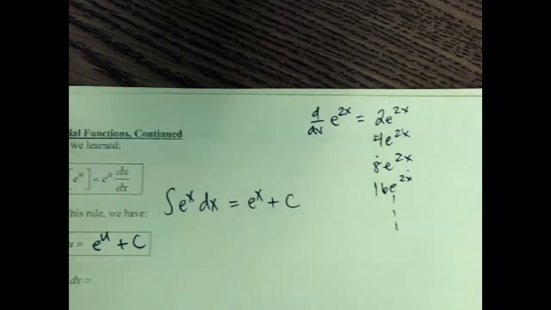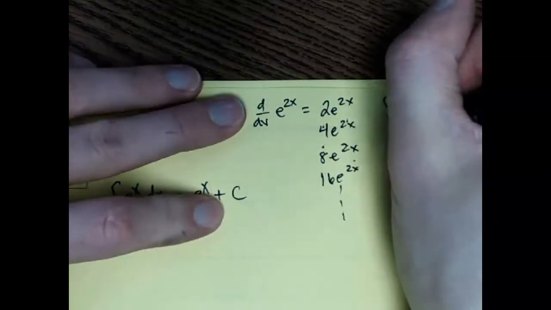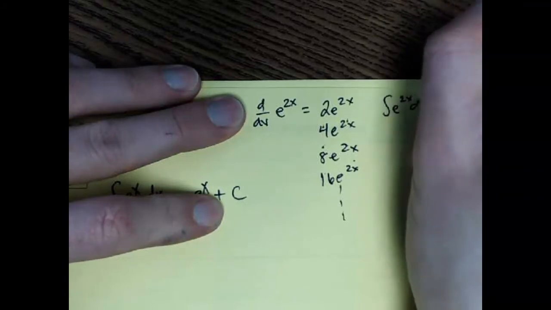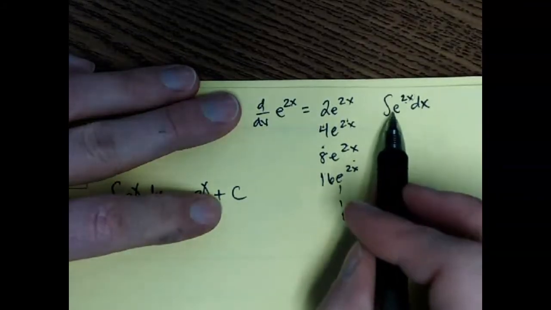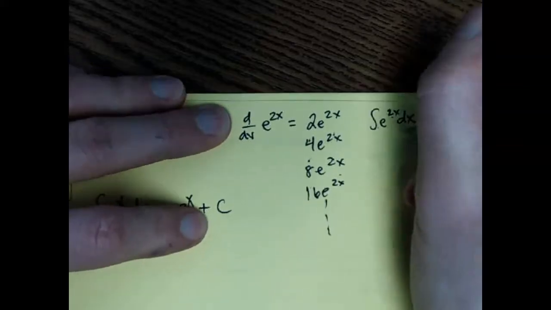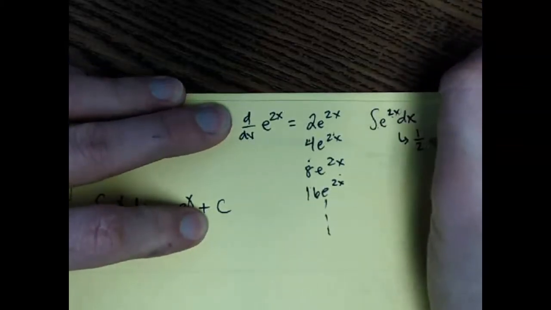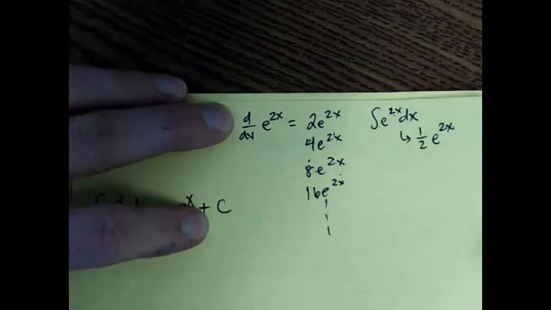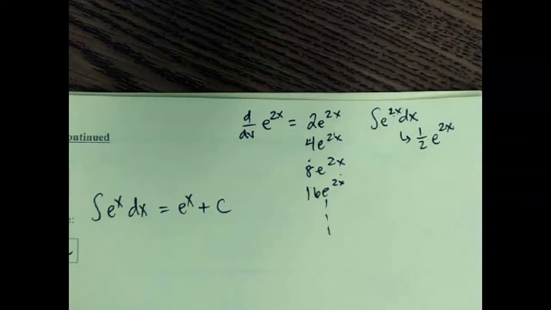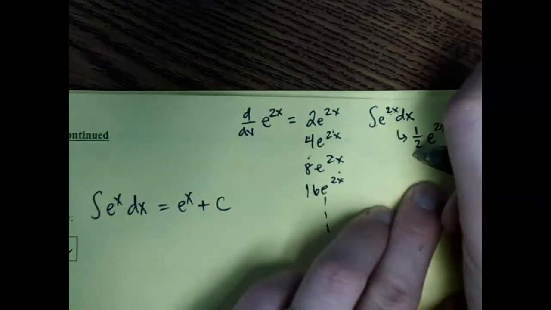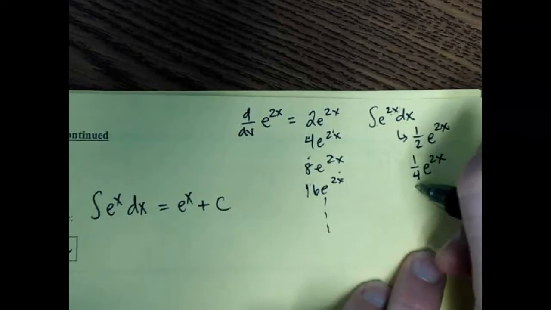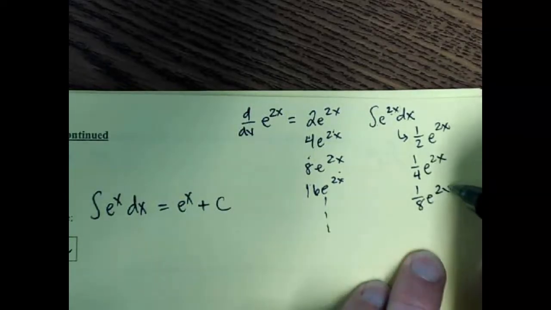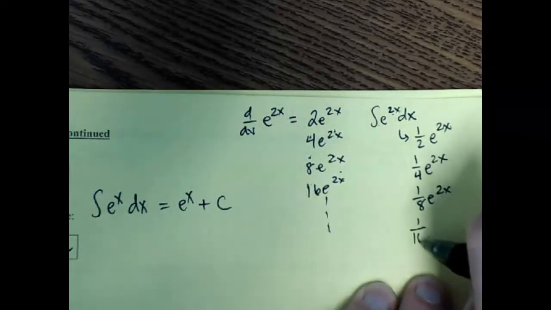Now, if I was integrating e to the 2x, your u would be this. So that means the derivative is supposed to be a 2. That means if I integrate it, you would actually kick out a 1/2. And I would have a 1/2 e to the 2x. And then if I integrate it again, I would have a 1/4 e to the 2x. And if I integrate it again, a 1/8 e to the 2x. And then again, I would have a 1/16 e to the 2x.